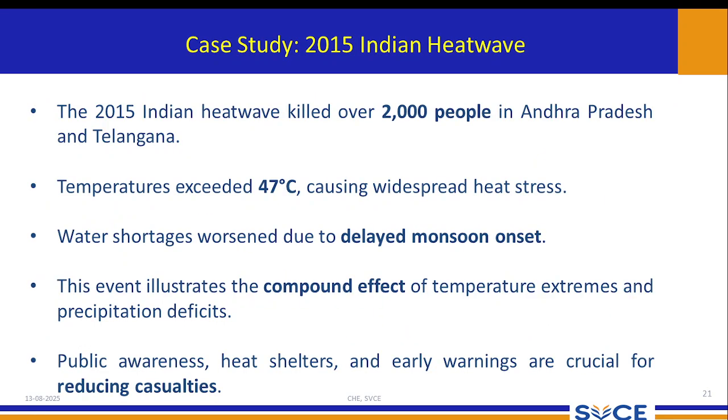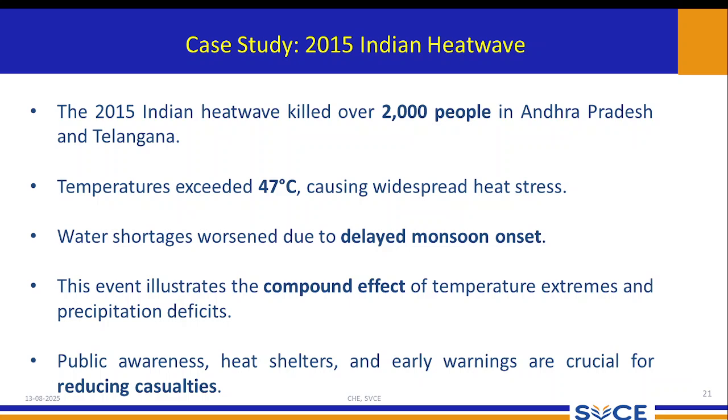Coming to the case study, the 2015 Indian heat wave. The 2015 Indian heat wave killed around 2,000 people in Andhra Pradesh and Telangana. Because of the heat wave, it was very common. Even I advised my father not to go out during the summer season from 11 to 4 for this reason, because once people become old they are very susceptible to heat stroke. Not heart stroke, sorry, heat stroke. Temperatures exceeding 47 degrees Celsius caused widespread heat stress. Water storages worsened due to delayed monsoon onset.